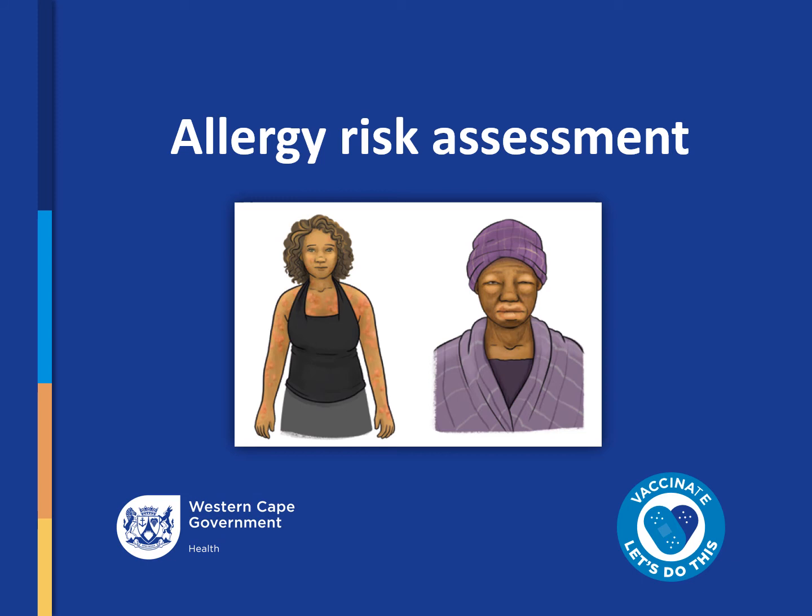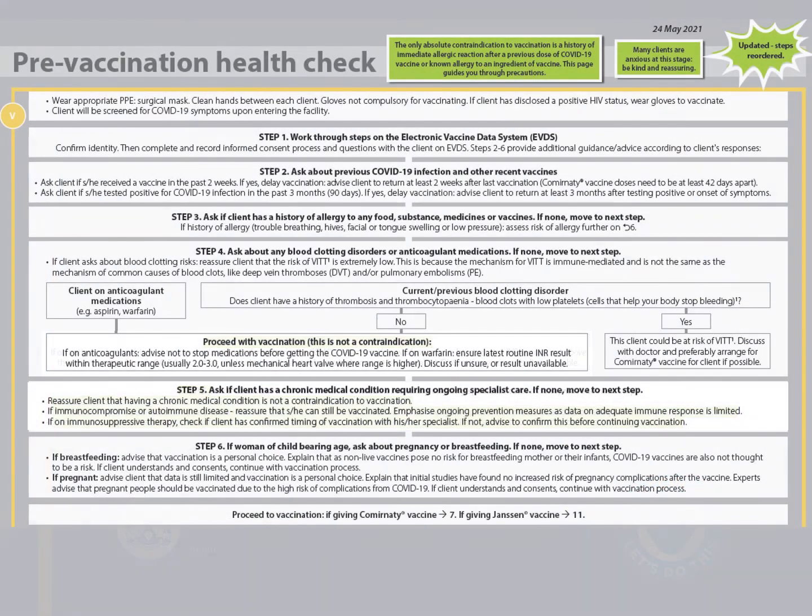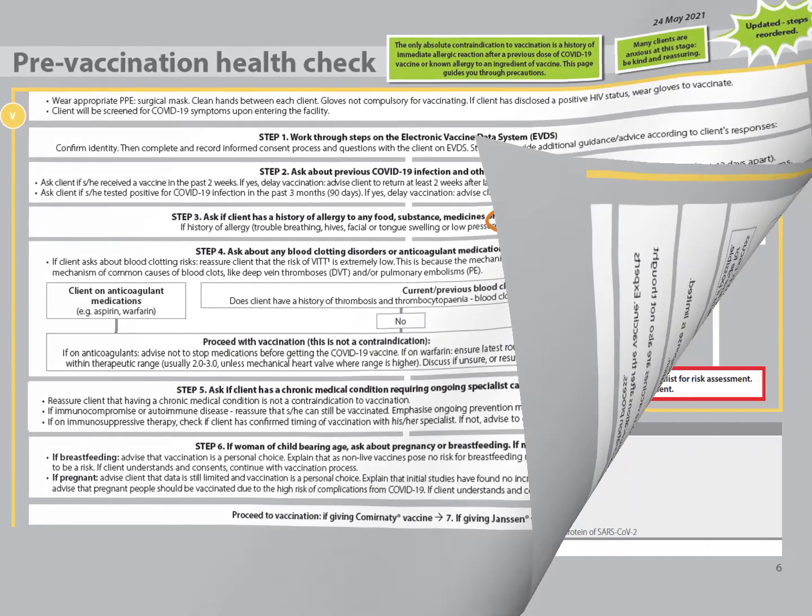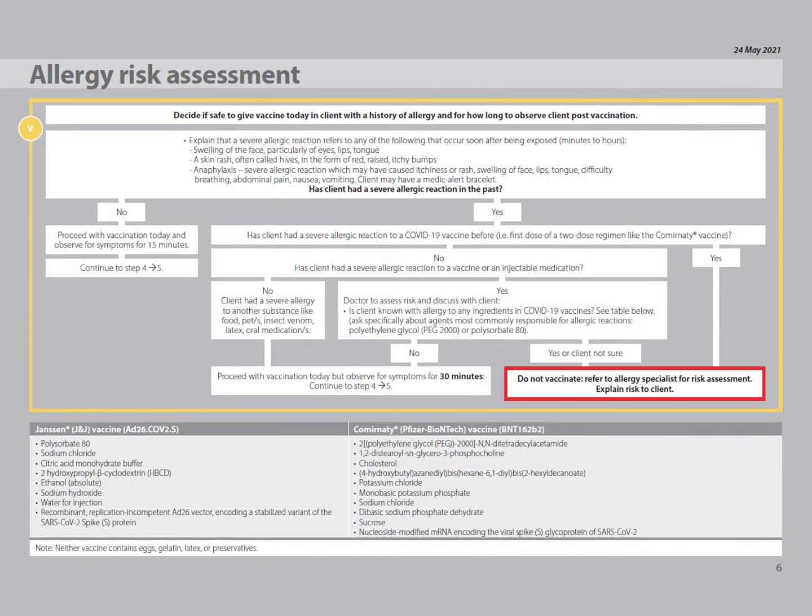Before we finish this session, let's visit the scenario where a client has a history of allergy and needs a more in-depth risk assessment. In this case, you would have been prompted to go to page 6 to do this. This is page 6, the Allergy Assessment. Let's zoom in to take a brief look at the content.